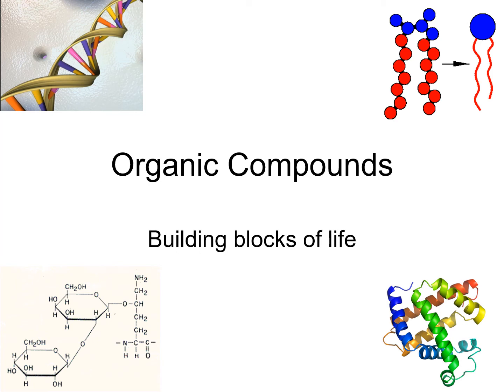So what we're going to be looking at in the next few videos are these things that we call organic compounds. They're also called biomolecules, or they're called macromolecules, and that's what you're seeing here in these four pictures. We have nucleic acids, lipids, carbohydrates, and proteins. And the term organic means that something has carbon in it.